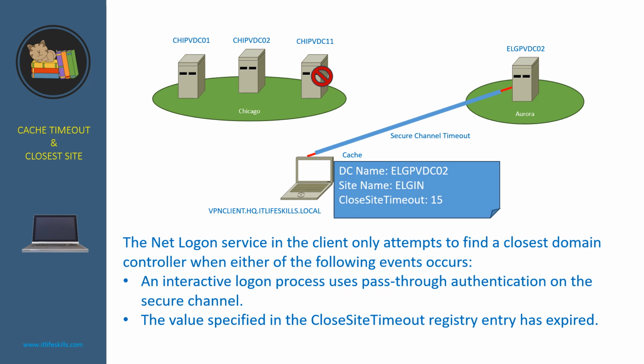Per Microsoft, the Netlogon service in the client only attempts to find a closest domain controller when either of the following events occurs: an interactive logon process uses pass-through authentication on the secure channel, or the value specified in the closest site timeout registry entries has expired.